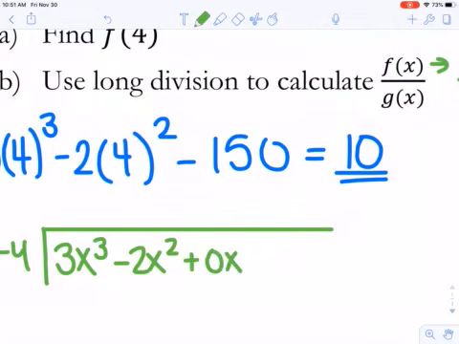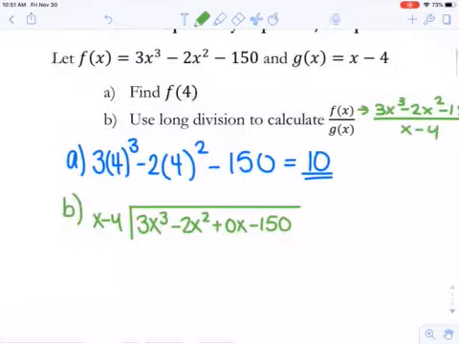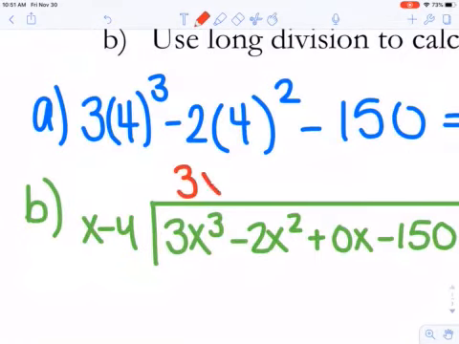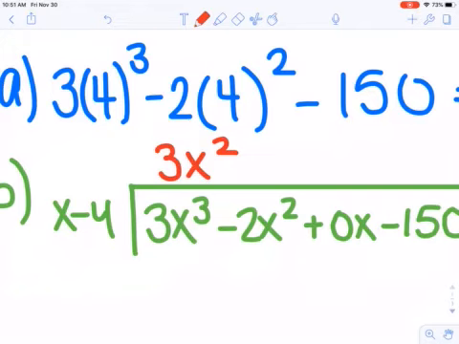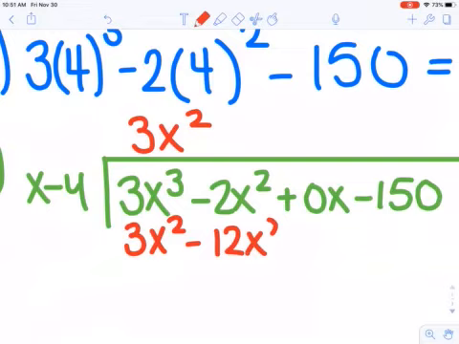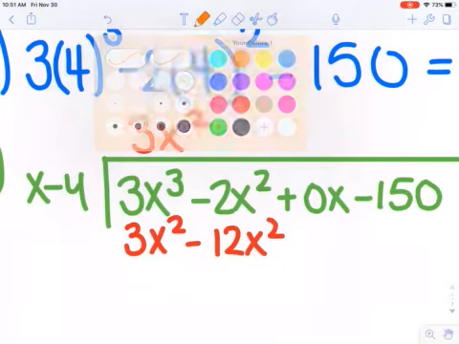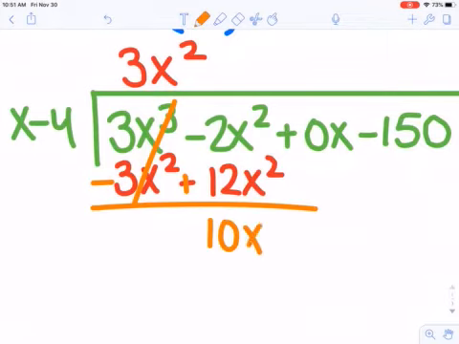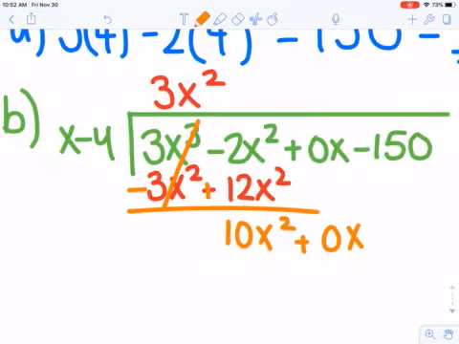And then minus 150. All right, so if we can recall what we did back in the day, 3x cubed over x is 3x squared. We would then multiply. X times 3x squared is 3x to the third. We would distribute, so then we would get a minus 12x squared. Then we would draw the line, change all the signs, and we get a 10x squared. Drop down that 0x, and once again, repeat the process.